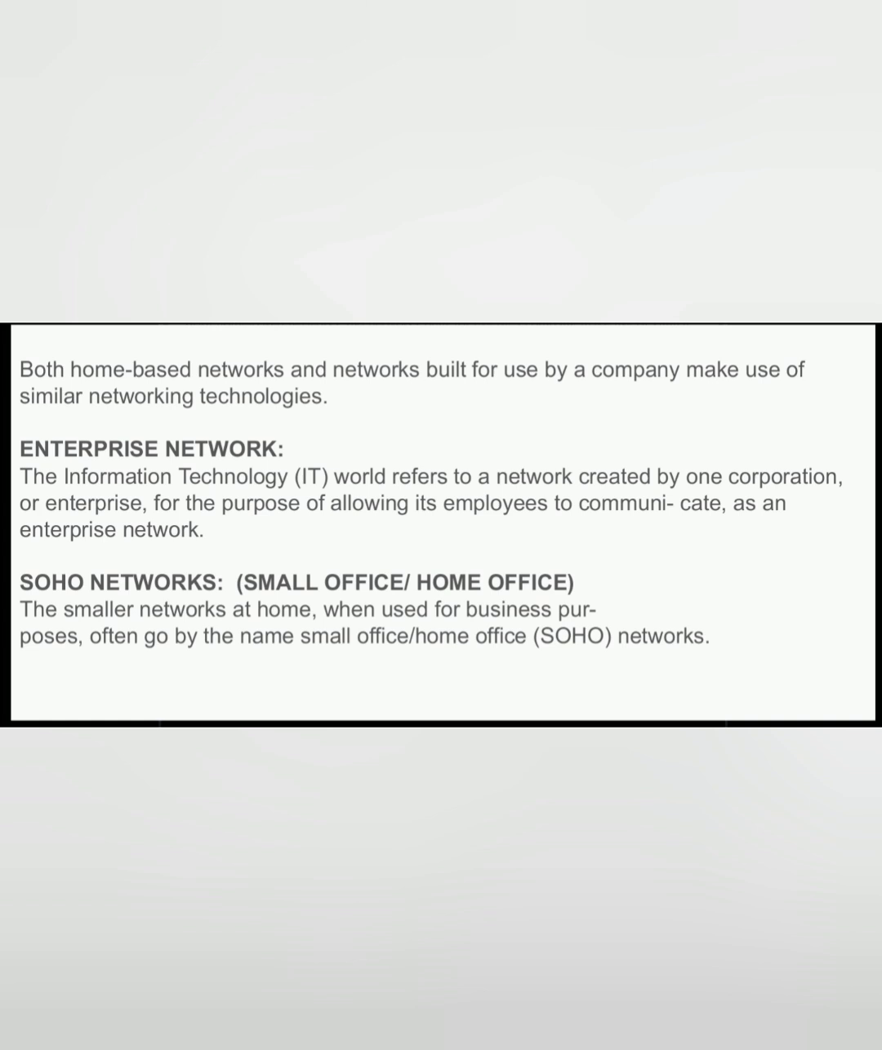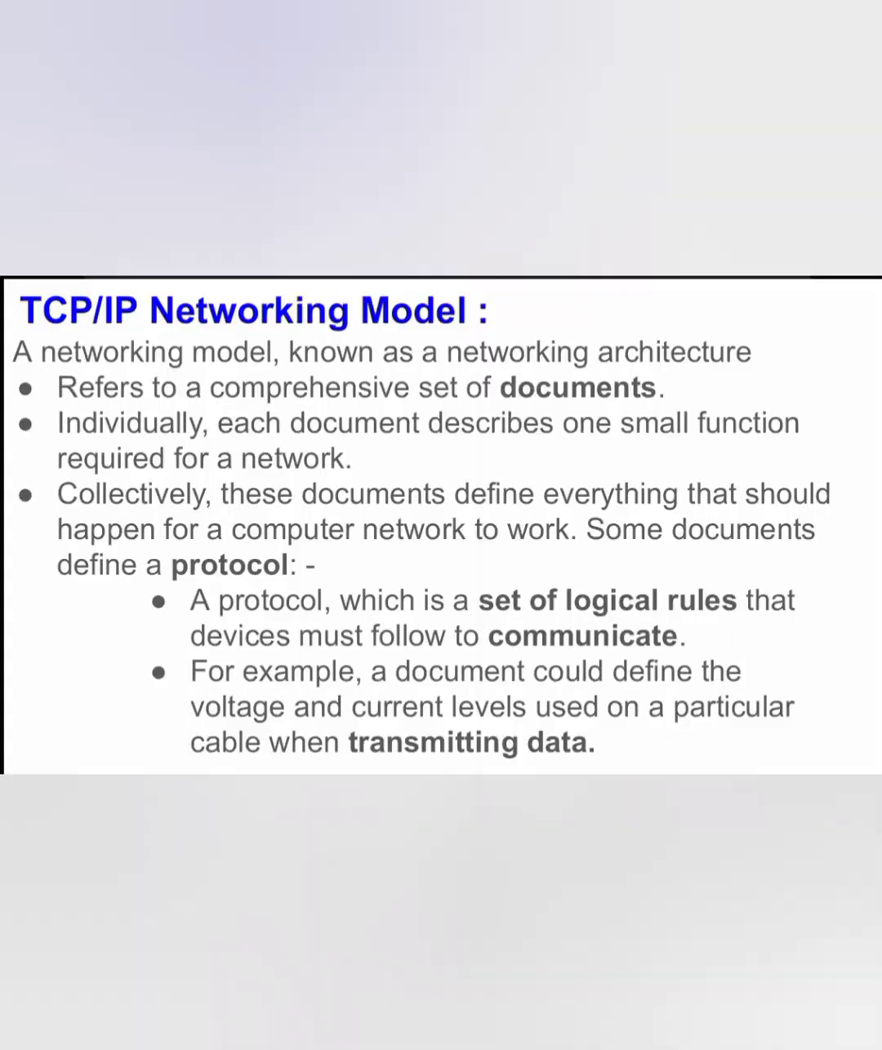Now we are turning our attention to the TCP/IP networking model, known as a networking architecture. What is architecture? Architecture performs its functions with some sort of structure, bound by rules and orders, which refers to a comprehensive set of documents. Looking at each document individually, each describes one small function required for a network. Collectively, these documents define everything that should happen for a computer network to work.